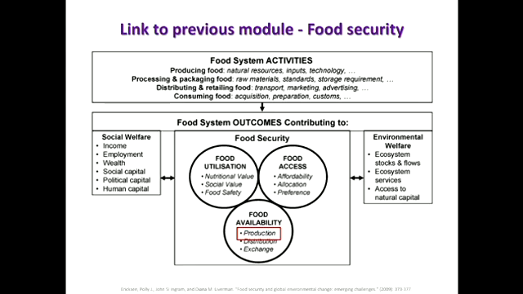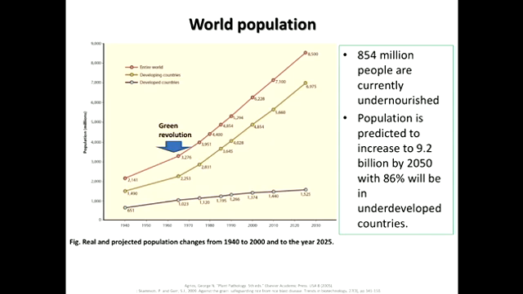So there is a link between the last module and this module. The last module was all about food security. I think you must know about the 4 pillars of food security. So my area of interest is food production and the food loss due to pests and pathogens.